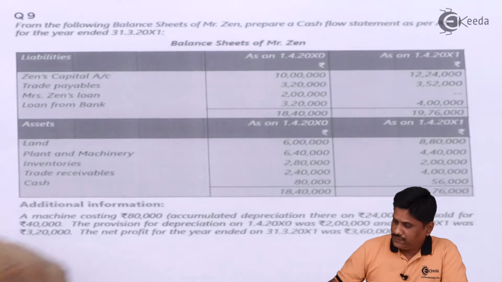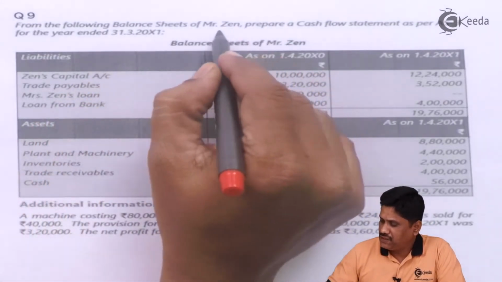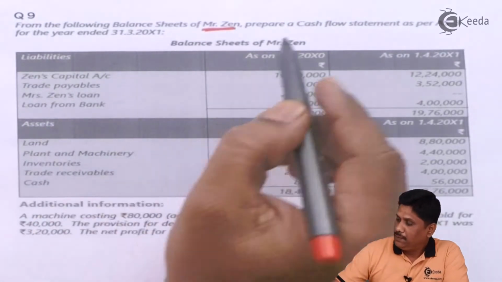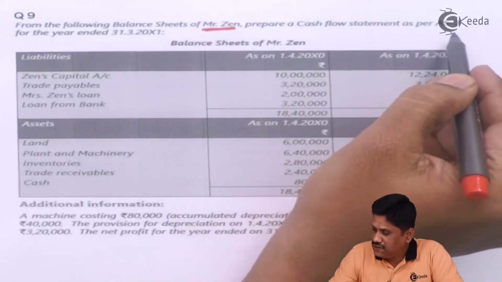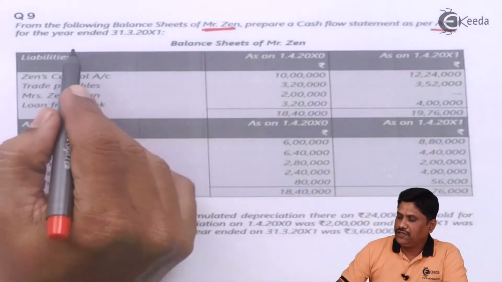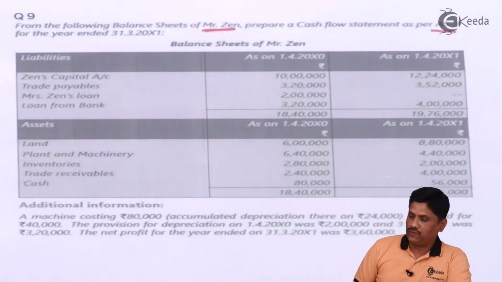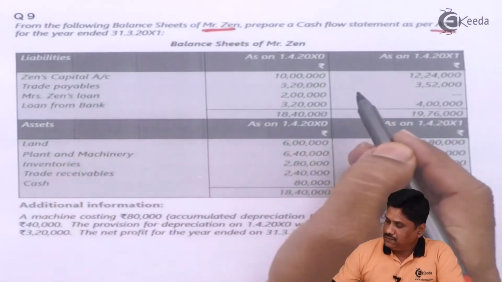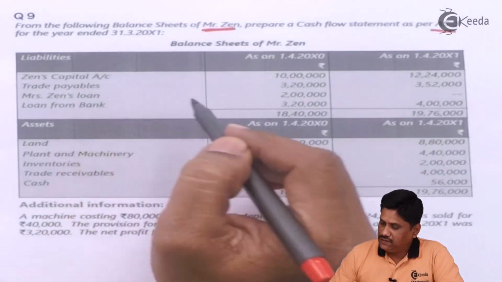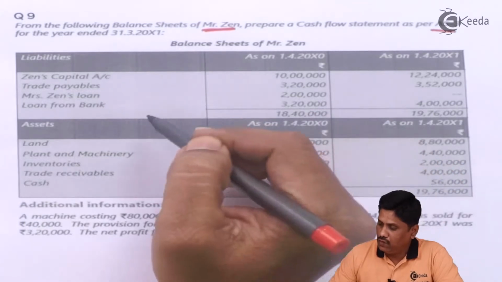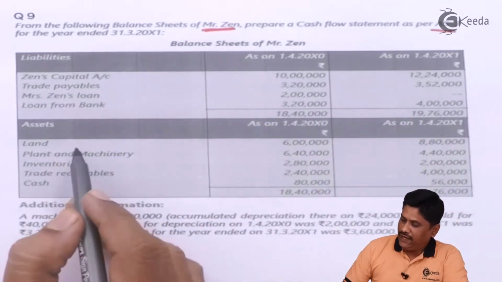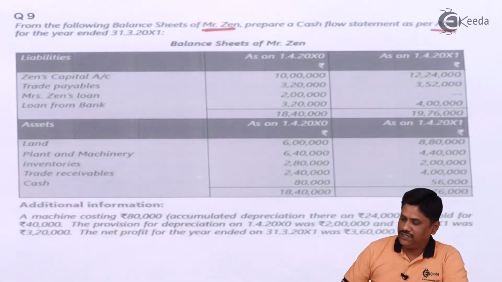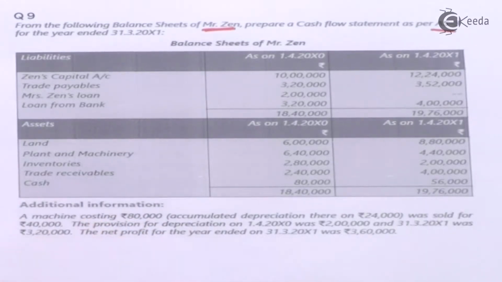Let's read the question. From the following balance sheet of Mr. Zain, first time you can notice there is a proprietor given. Prepare a cash flow statement as per AS 3 for the year ended 31st of March 20X1. Zain's capital is given, trade payable, Mrs. Zain's loan, loan from bank, land, plant and machinery, inventories, trade receivable and cash. Cash is the only cash and cash equivalent with them.